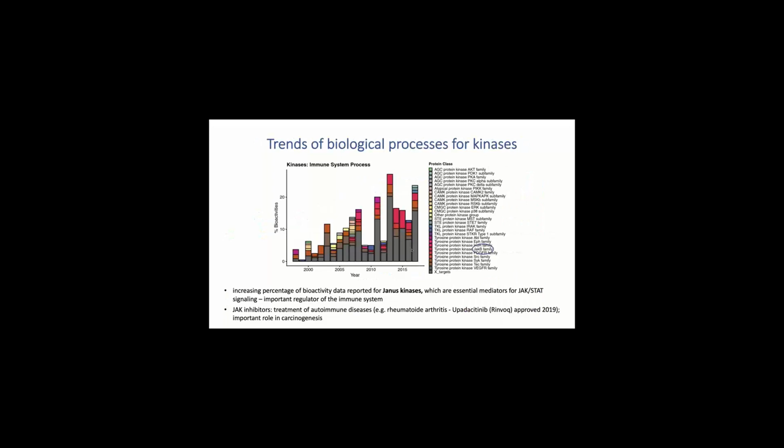So let me give you an example. This is showing trends of biological process annotations for kinases. One steeply increasing trend was the trend for immune system processes. We really saw that targets related to immune system processes in the target family of kinases are receiving more and more attention over time.